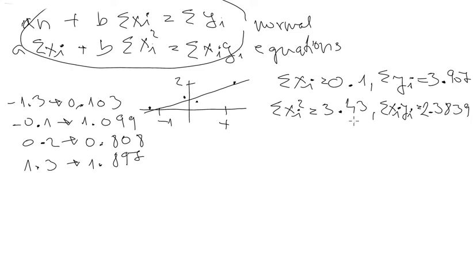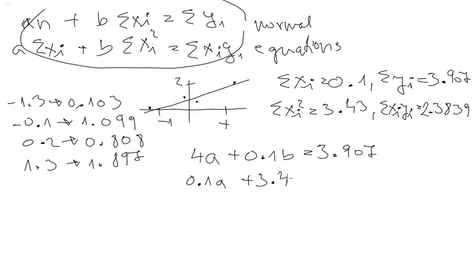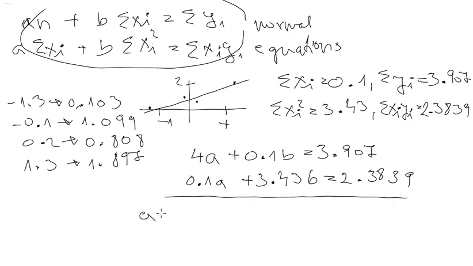2.3839. So when we take these 4 sums and we plug them here into our normal equations, we will get this system of 2 equations with 2 unknowns. It will be 4a plus 0.1b equals 3.907, and 0.1a plus 3.43b equals 2.3839.